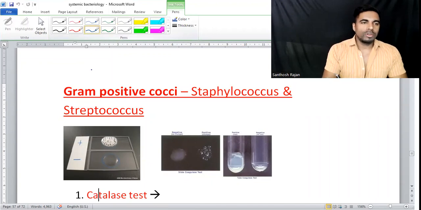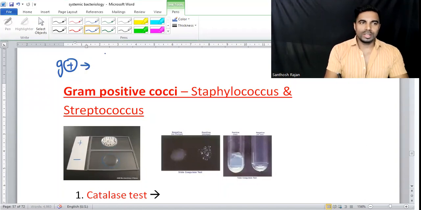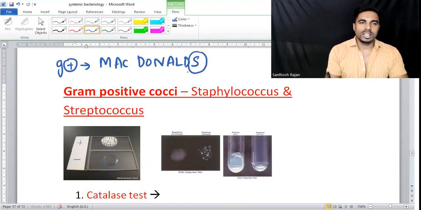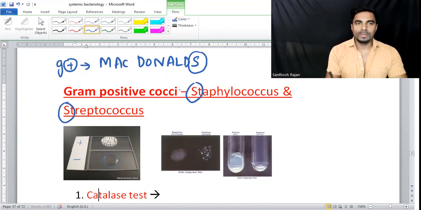Before going to the topic, let's revise a little bit about the gram-positive bacteria we know in microbiology. If you remember, the shortcut was McDonald's. I'm not going to discuss everything here. We are interested in S for staphylococcus and streptococcus. These are the two important cocci. The rest are all bacilli.